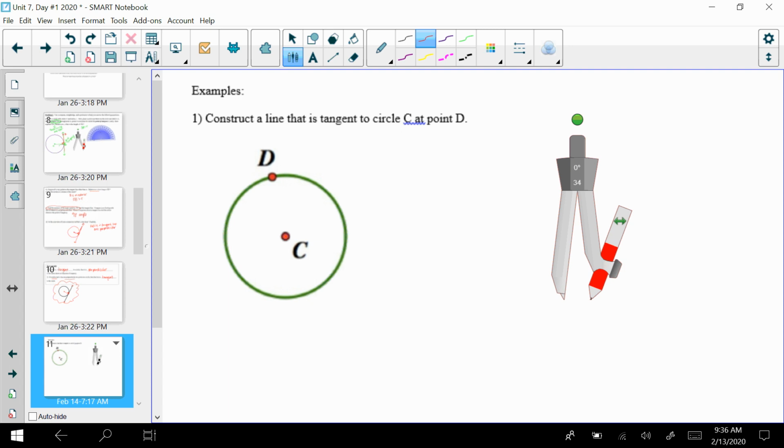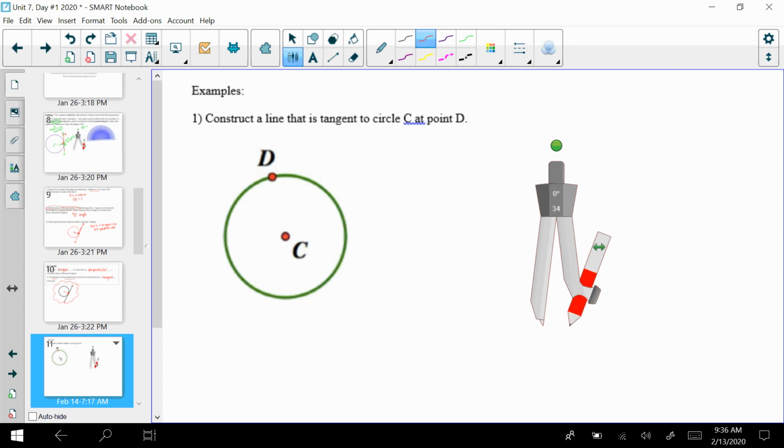Construct a line that's tangent to circle C at point D. So before we were just doing a sketch. Can we just draw in a line that we think is perpendicular here? The answer is no. That would not be a construction. We have to actually construct it perpendicular. So what I'm going to do is you should take your straight edge first, and you're going to connect points C and D. You're going to make a radius.